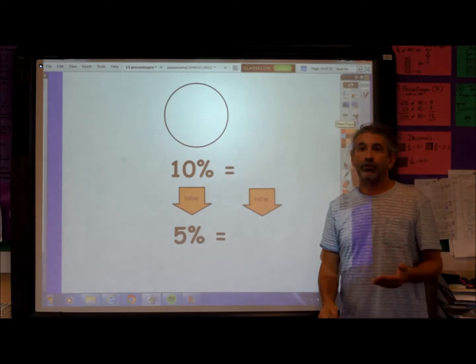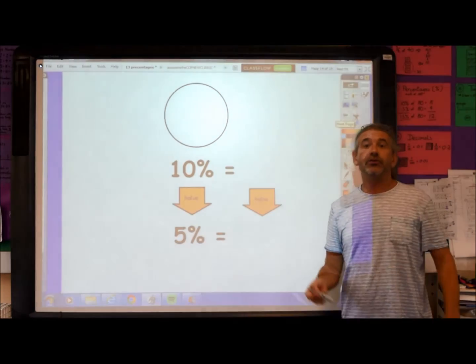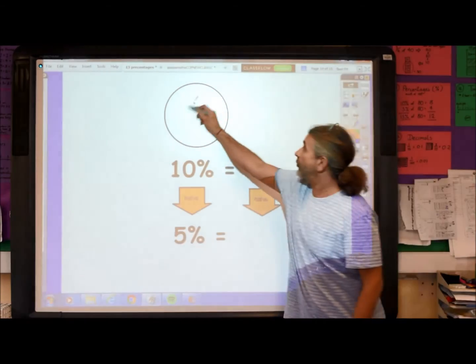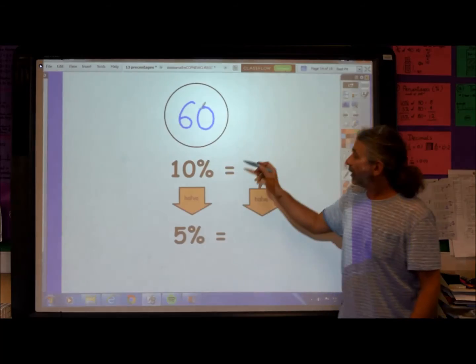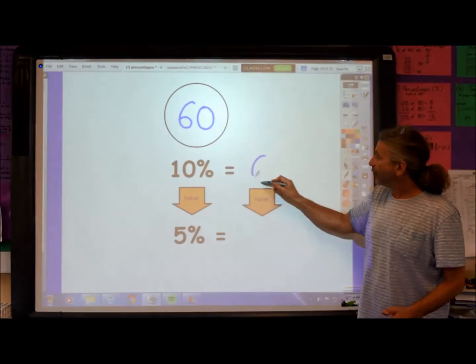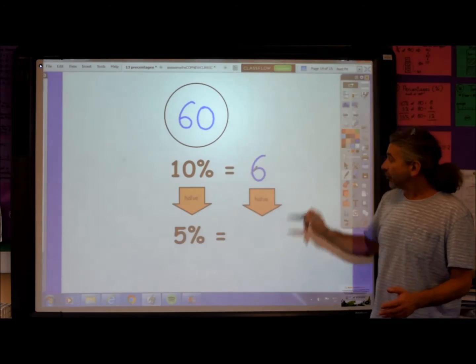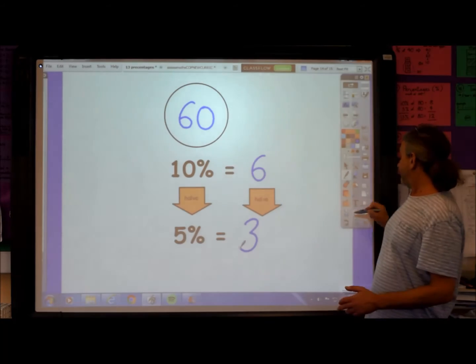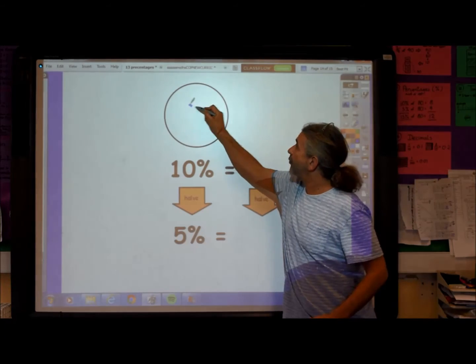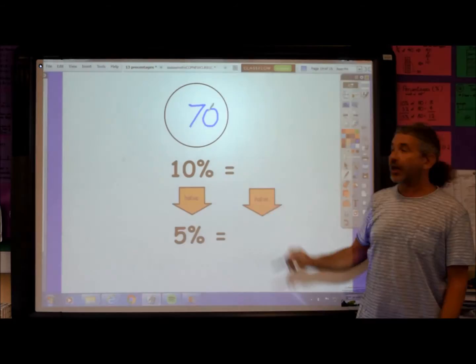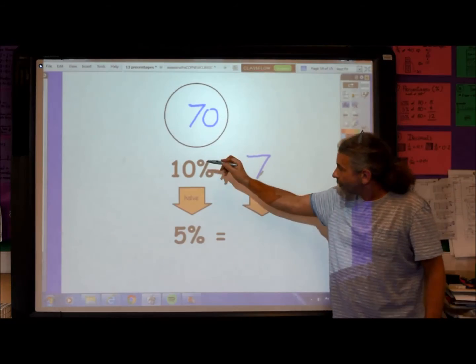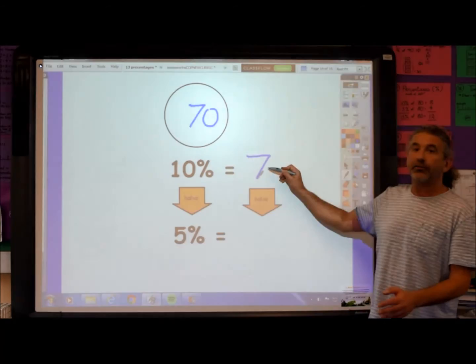The next thing you can do is halve the 10% to find 5%. So once again, starting with 60, 10% of that will be 6, halve the 10% to 5%, halve the 6 to 3. If we start with 70, 10% of that will be 7, halve 10% to find 5%, halve 7, 3.5.